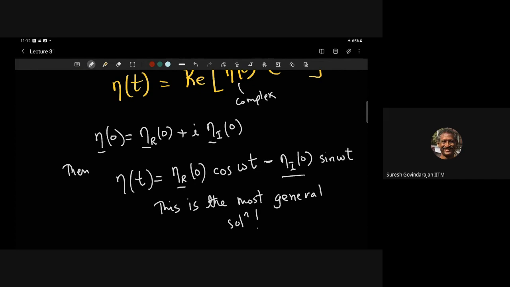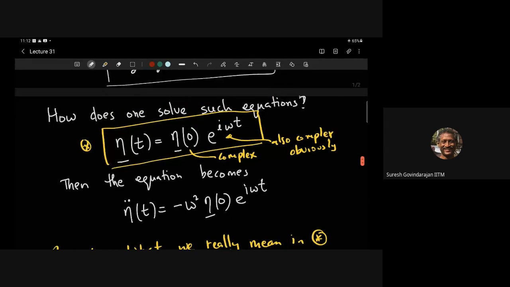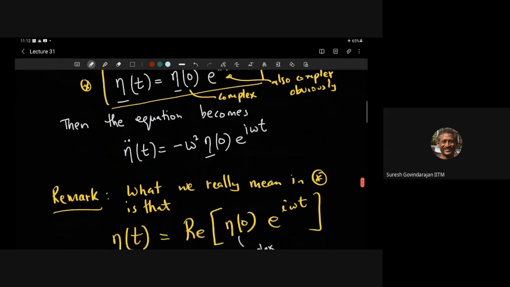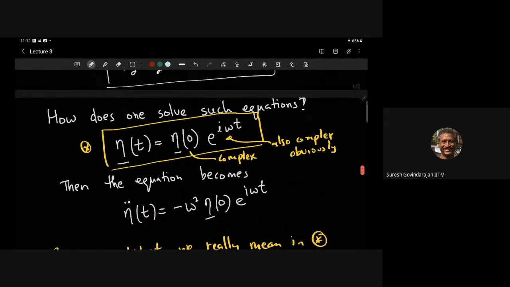This is sometimes called the phasor method, used quite often in solving wave equations and things like that. Really, in this equation I should have put real there. But the whole point is you forget about the real, you solve the whole equation, and at the end of the day we can go back and put real. So this is just a remark.